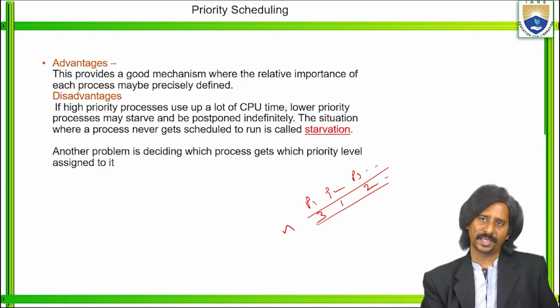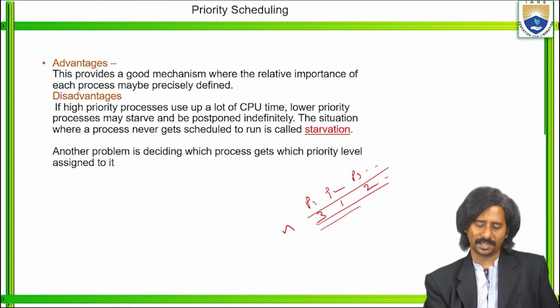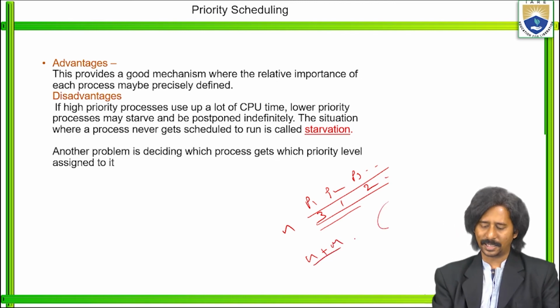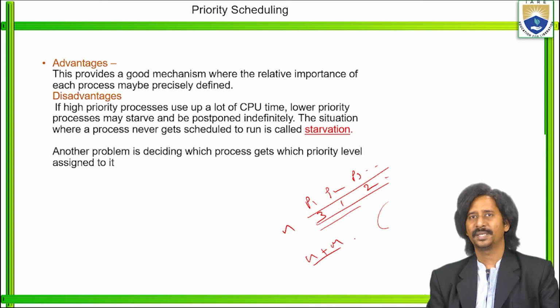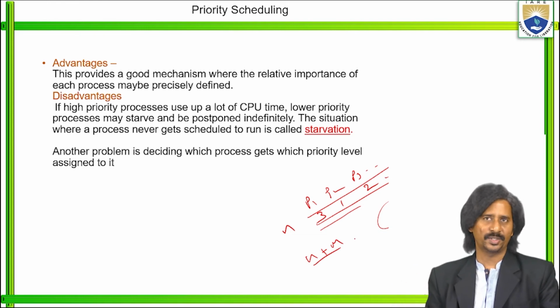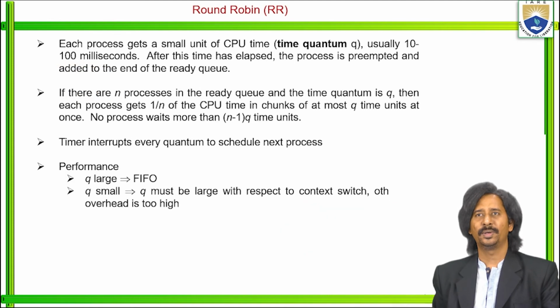At one particular point of time, my processor is executing some set of processes like P1 and P2. After that, my system can accept n plus m number of processes. Then automatically the priority levels are also changed. There is a problem in deciding which process gets which priority level assigned to it. So that is a drawback existing in the priority scheduling algorithm.